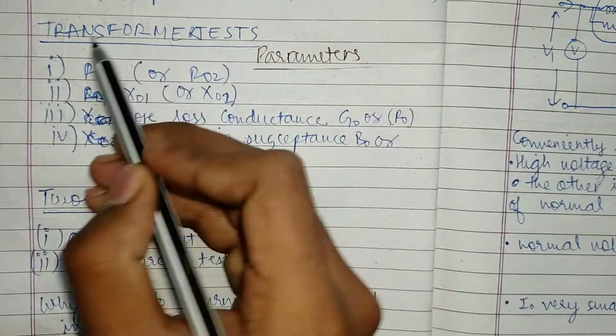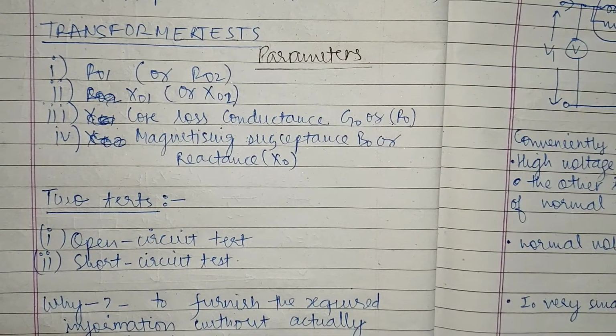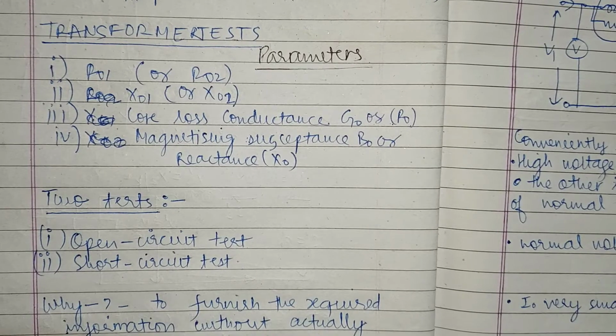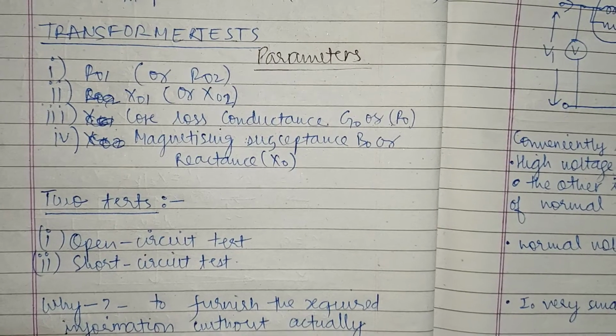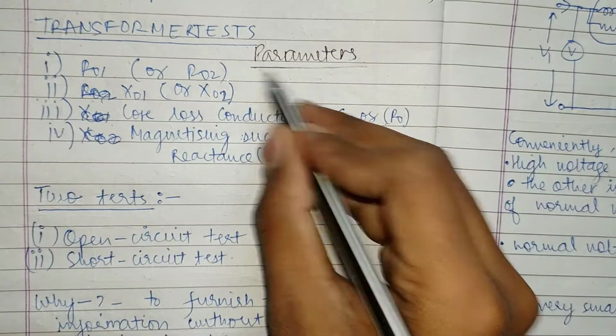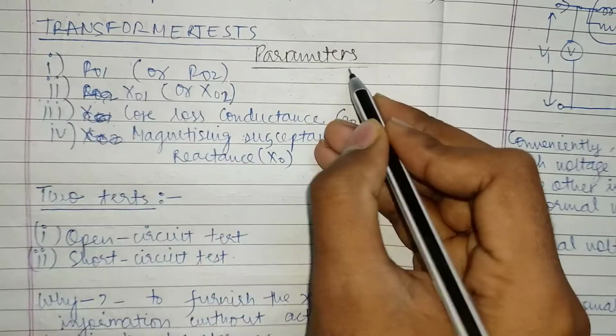Today we are going to study the transformer test. Why is the transformer test performed? It is performed to know the power and different losses of our transformer. To know about them, we need to know our different parameters. There are four parameters while studying this. So what are the four parameters?